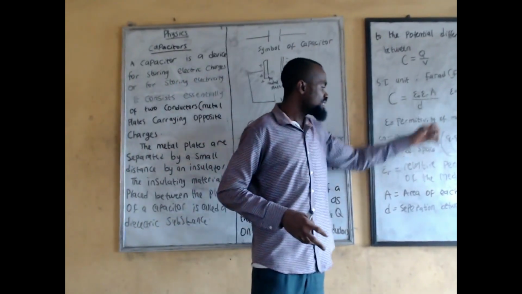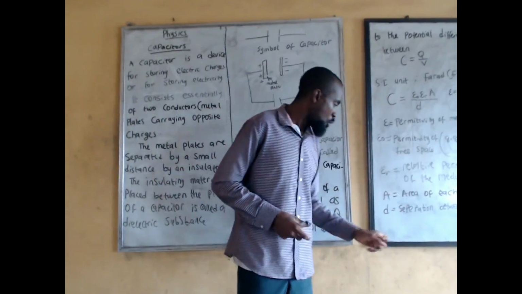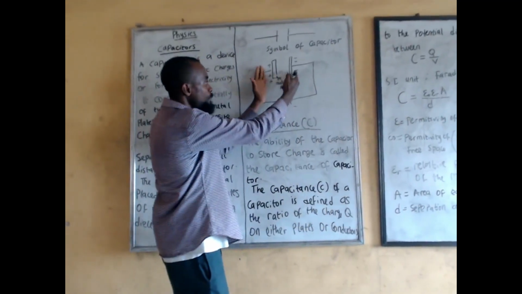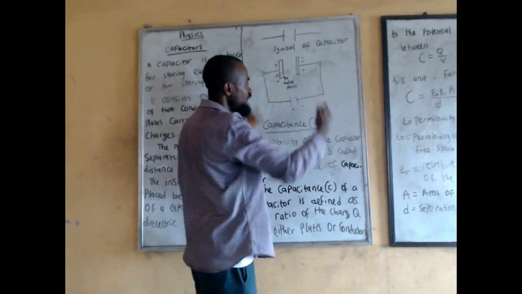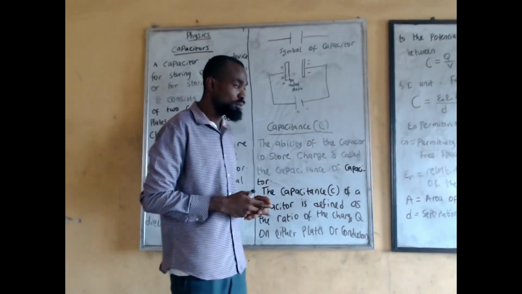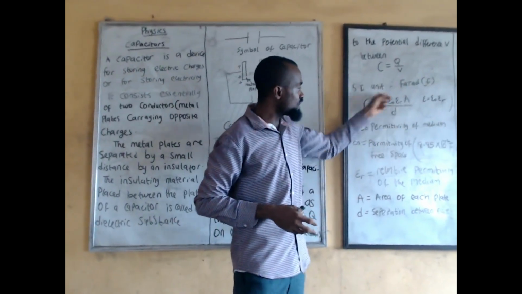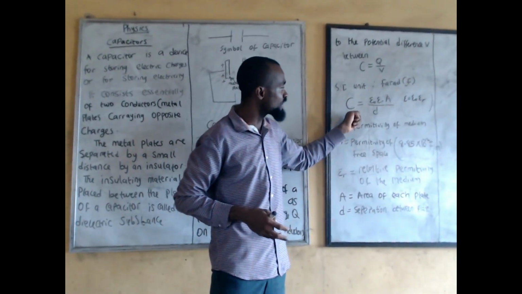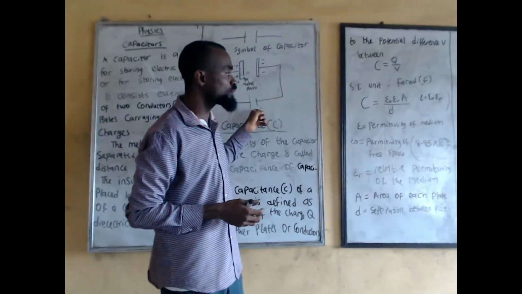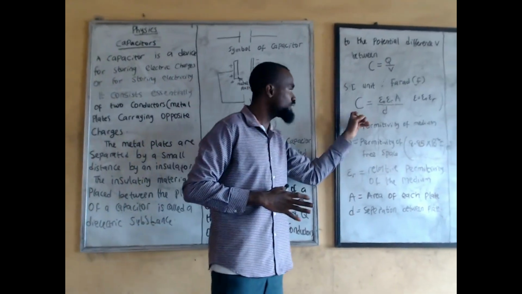While A is the area of each plate, and d is the distance separating the two plates. How far are the two plates from each other? Once again, we have two formulas for the capacitance of the capacitor. This one helps you solve for the capacitance without even knowing the potential difference. Once you set up the material, you know the area of the plate and the distance, you can know the capacitance of the capacitor.